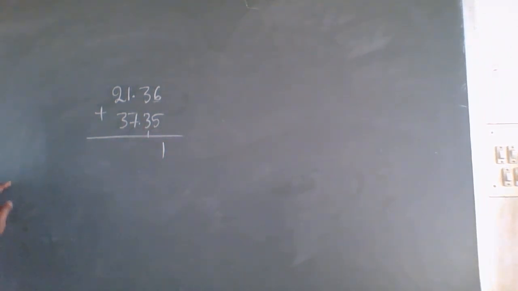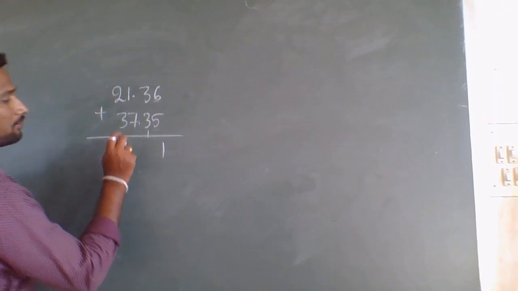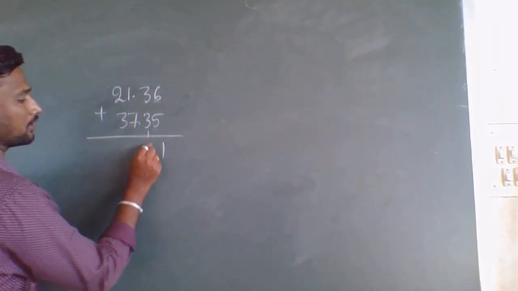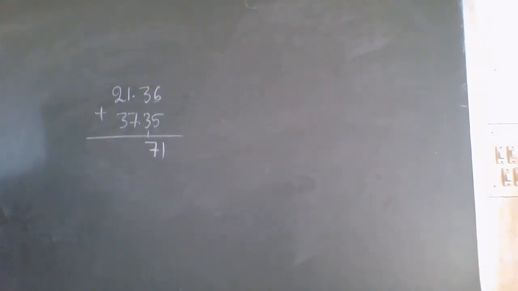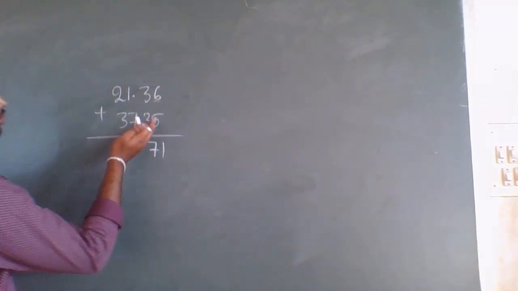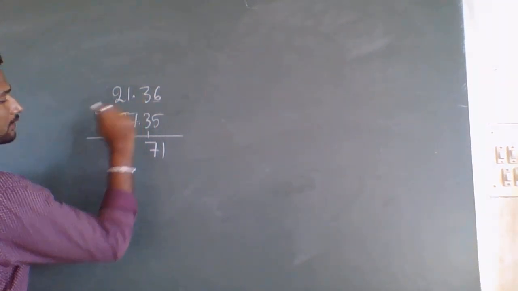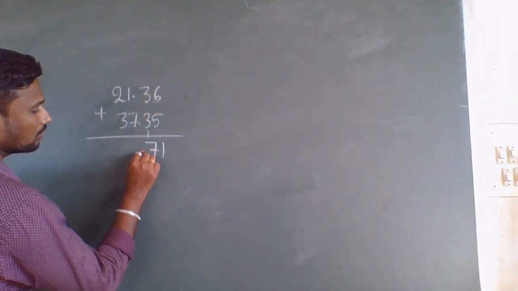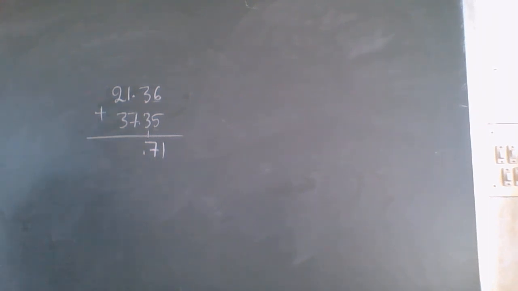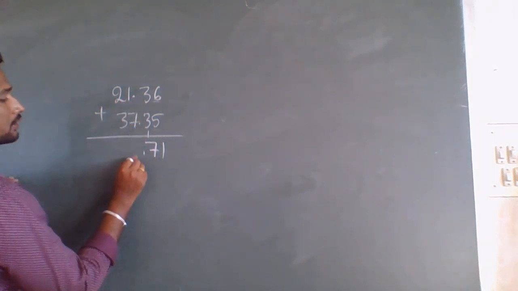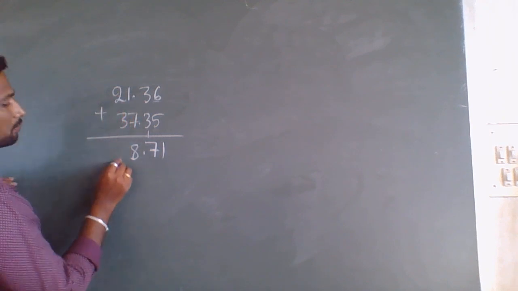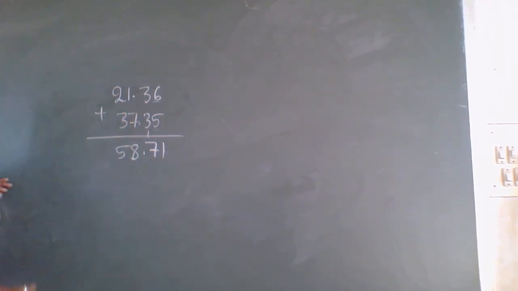Okay, now again 3 plus 3 means what we will get? 6. 6 plus 1, 7. Okay, so now after 2 digits decimal point is there, so again I will put here one decimal point. Now again 1 plus 7 means 8 and 2 plus 3 means 5, so 58.71 is the answer.